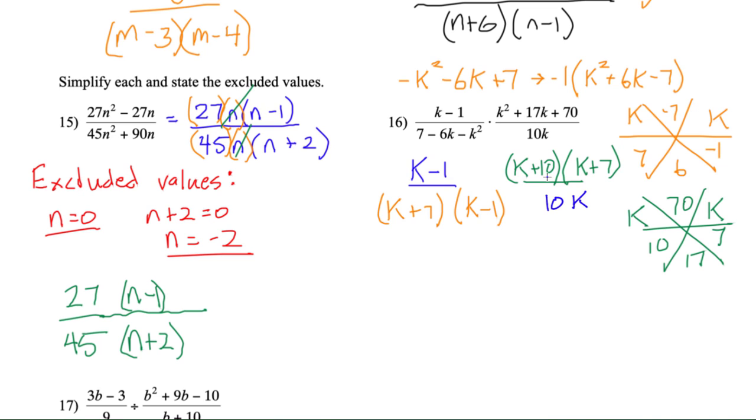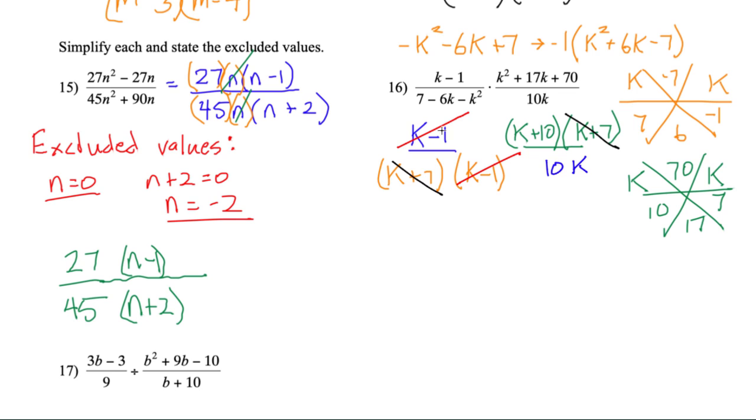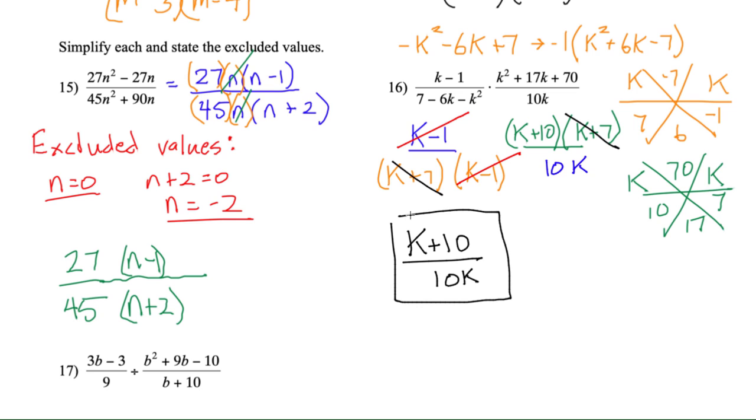All right, so what factors out? Let's start crossing things off. That goes away, that goes away. K minus 1. We also have a k plus 7, k plus 7, and that's it. These look like they're the same, 10 and k, 10 and k, but this is being added, this is being multiplied, so it's not the same. After I multiply all the tops, that's gone, that's gone. The only thing left on the top is a k plus 10. The only thing left on the bottom is a 10k, and that is the final answer. I can't go any simpler than that.